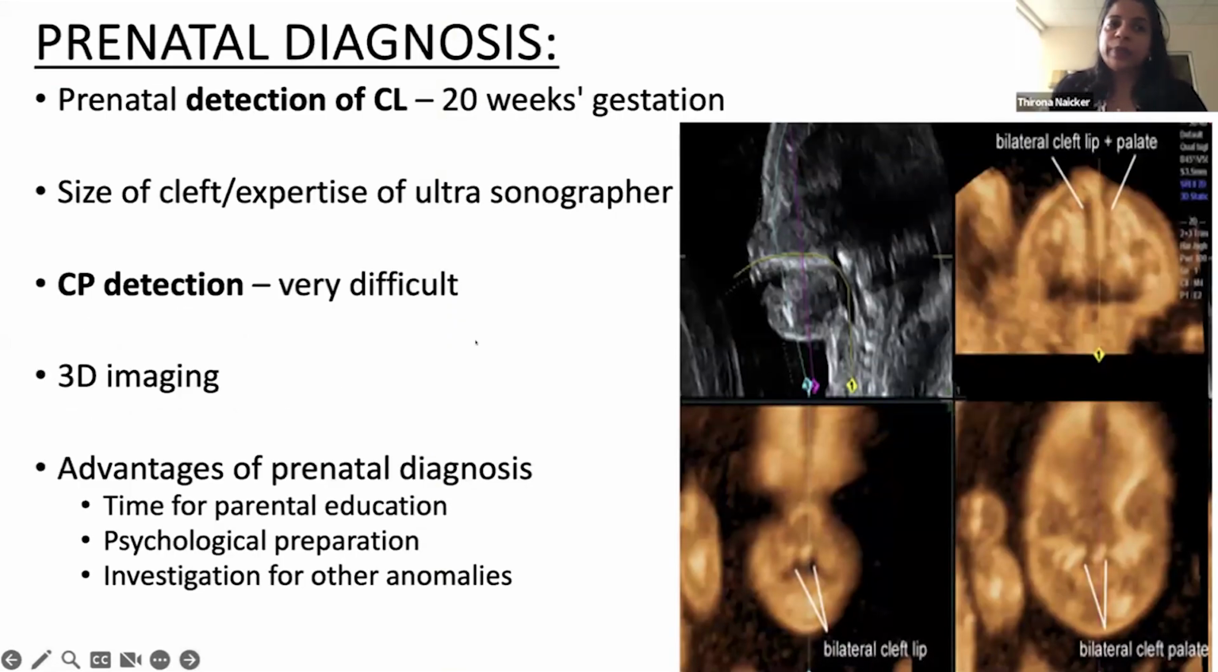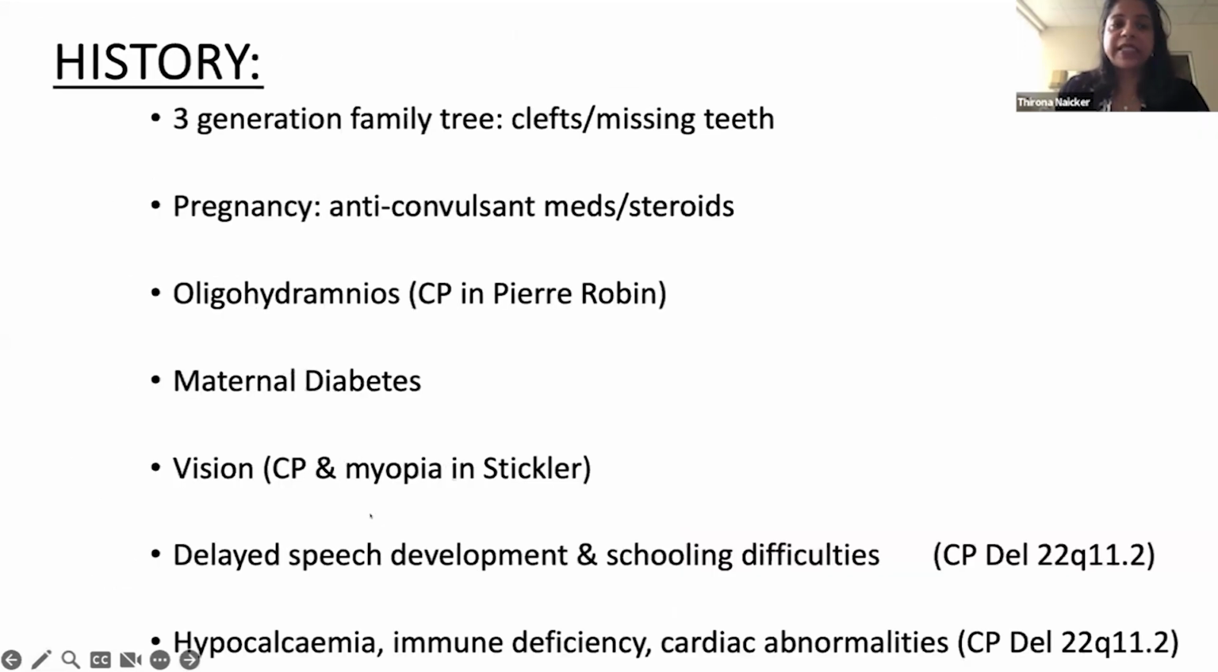Just one quick slide on prenatal: sometimes you are able to detect a cleft lip at 20 weeks of gestation, but it's very much dependent on the expertise of the ultrasonographer and the size of the cleft. So you can see that a cleft lip will be easier to be seen on 3D imaging, whereas a cleft palate that's inside the mouth would be more difficult. And some of the advantages of prenatal diagnosis is you have some time for parental education, for psychological preparation, and to investigate for other anomalies.